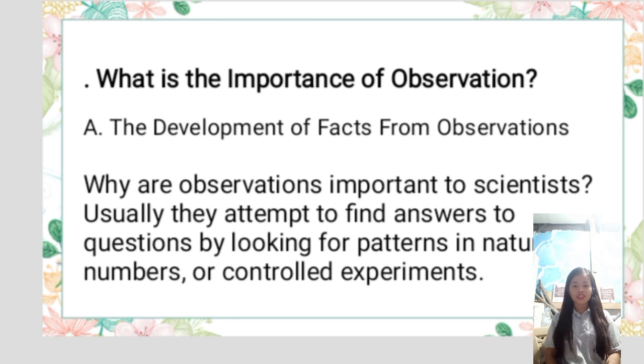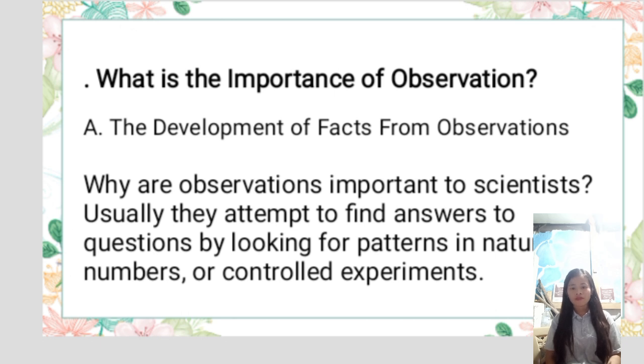What is the importance of observation? The development of facts from observation. Why are observations important to scientists? Usually, they attempt to find the answer to a question by looking for patterns in nature, numbers, or controlled experiments. Observation is crucial in science because it allows scientists to collect data, recognize patterns, and develop explanations for natural phenomena. By carefully observing and recording events, scientists can test hypotheses, identify relationships, and build theories.